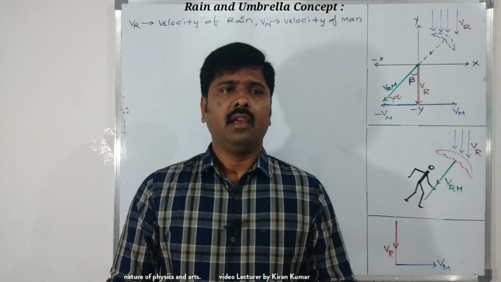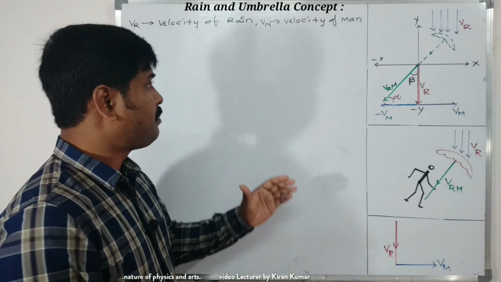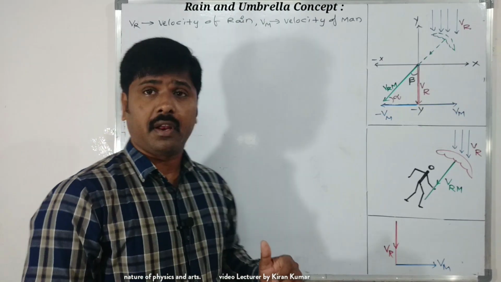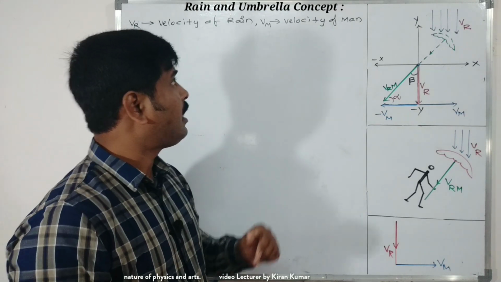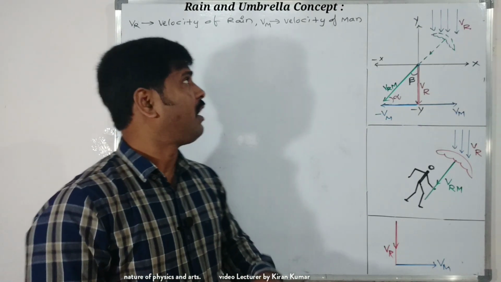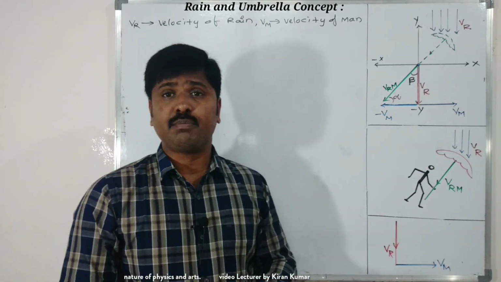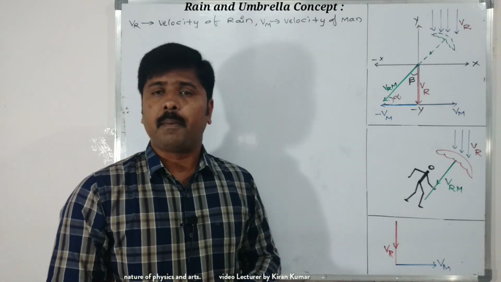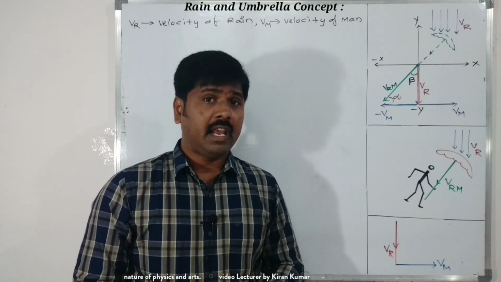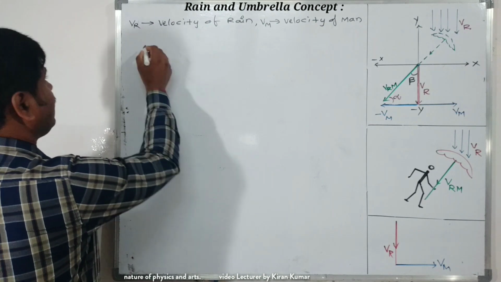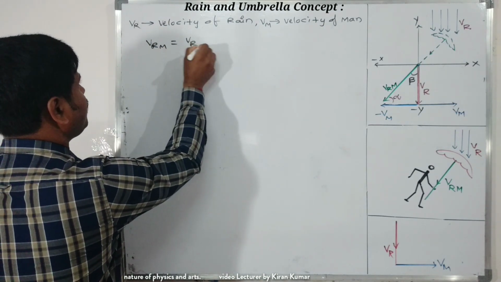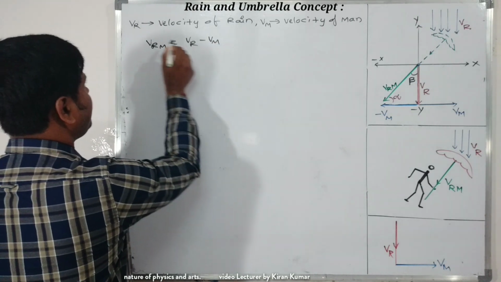Okay, see here, the rain and umbrella concept we are considering. Vr is the velocity of the rain and Vm is the velocity of the man. Rain is falling with a velocity Vr and the man is moving with a velocity Vm relative to the ground. He will observe rain falling with a velocity Vrm, which is equal to Vr minus Vm.